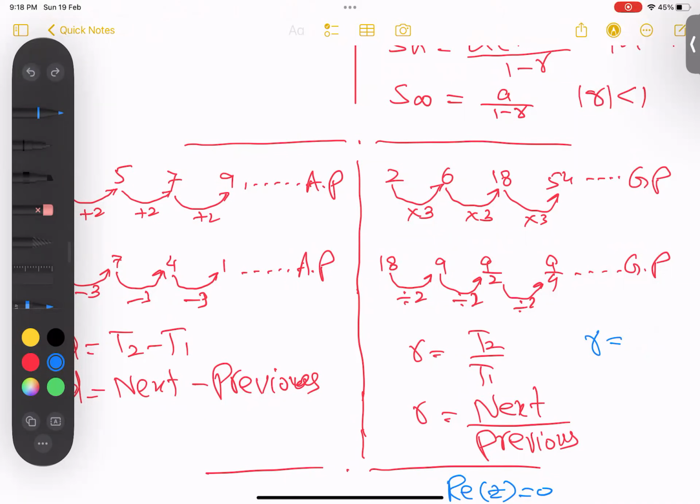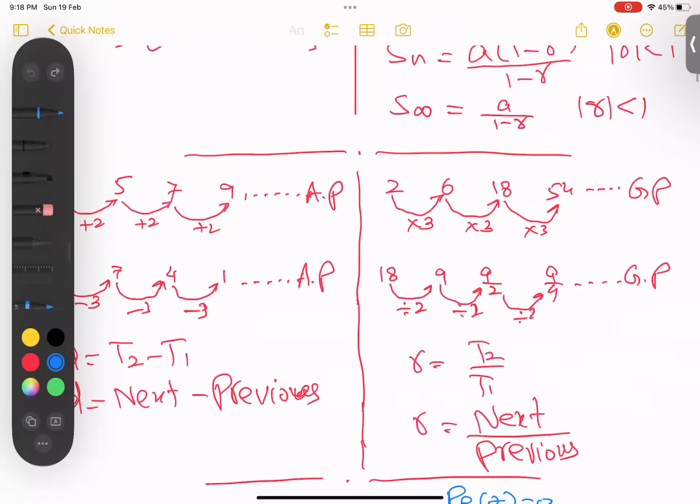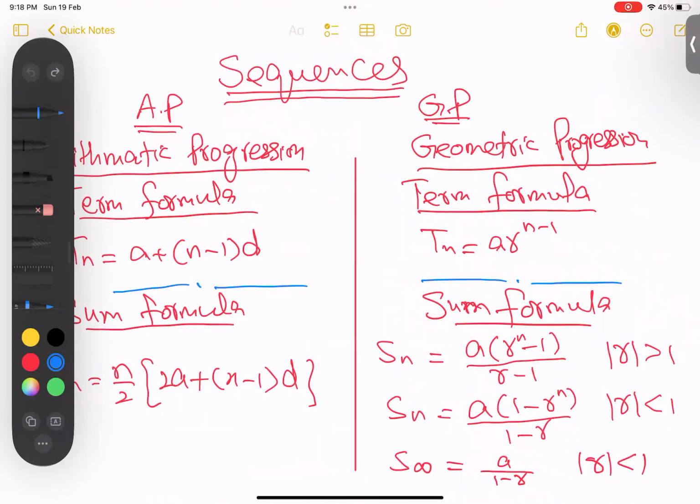So this idea is very, very clear. Alhamdulillah Rabbil Alameen. So what is the formula for the common ratio? Second term divided by first term, or next term divided by the previous term. So I believe the concept is totally clear.